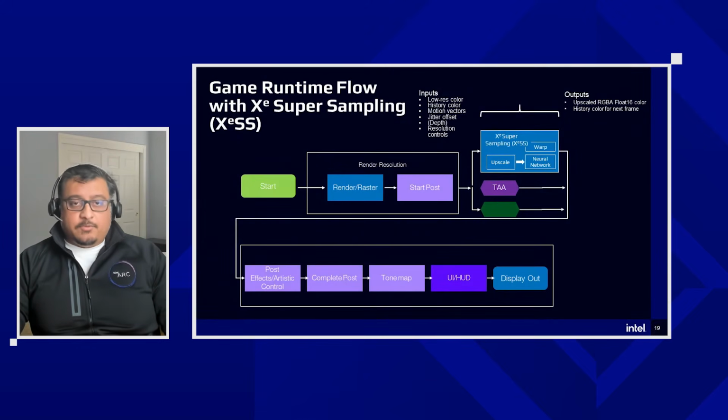So a little bit on the runtime flow, right? I think Robert showed it briefly also. XeSS runs right after the rendering phase, and it will run the neural network and generate the upres frame, and then you do the rest of your post processing before displaying out.